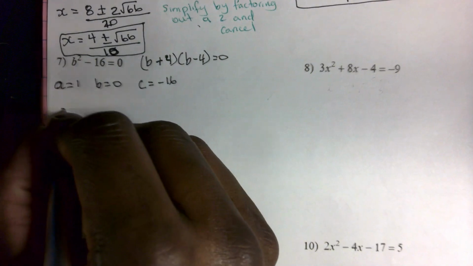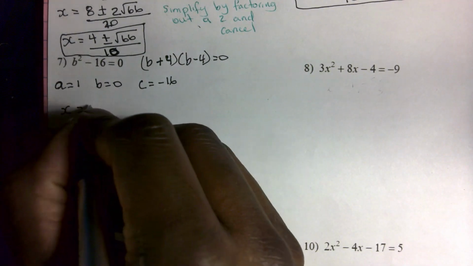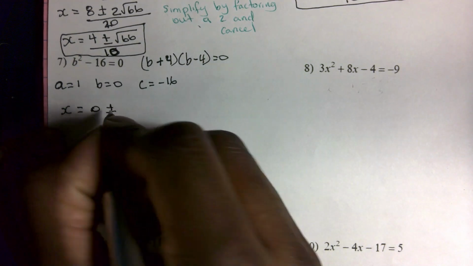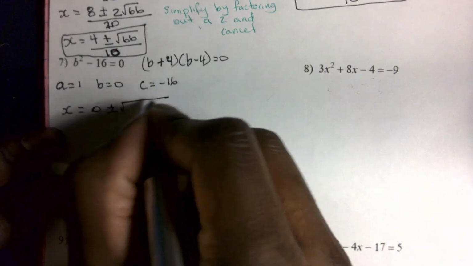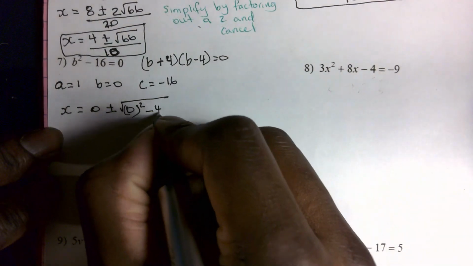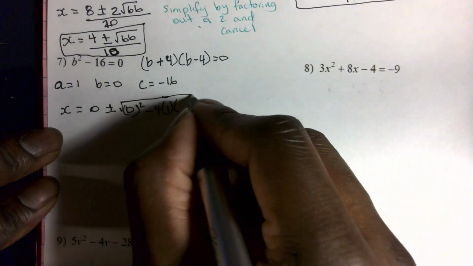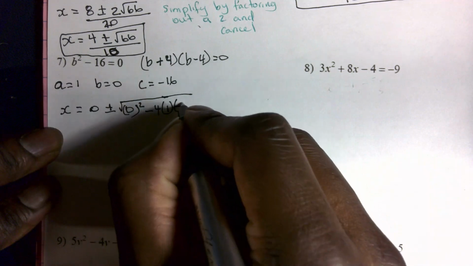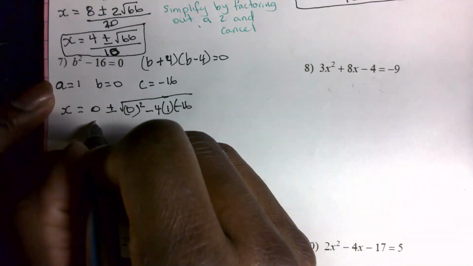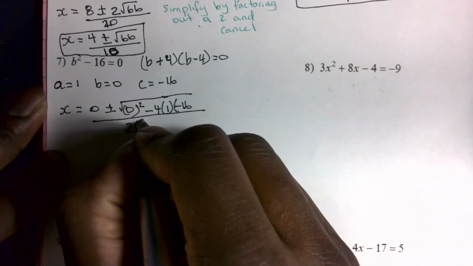So we have, in this case, it will be b, but I'm still going to put x equals 0 plus or minus the square root of 0 squared minus 4 times 1 times negative 16, all over 2 times 1.